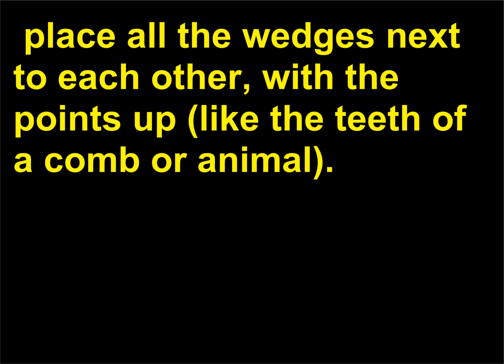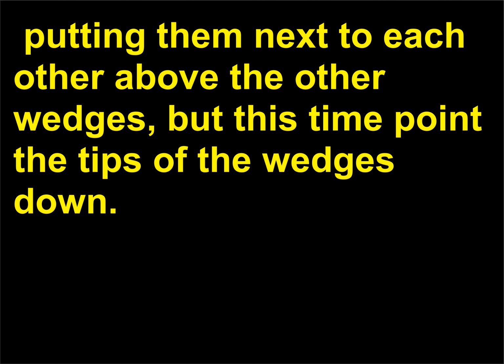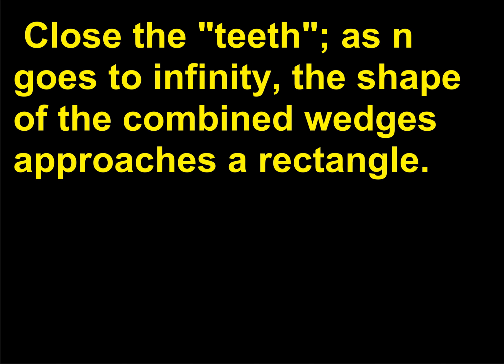Place all the wedges next to each other, with the points up, like the teeth of a comb. Then split the top half of the circle in the same way, putting them next to each other above the other wedges, but this time point the tips of the wedges down. Close the teeth. As n goes to infinity, the shape of the combined wedges approaches a rectangle.